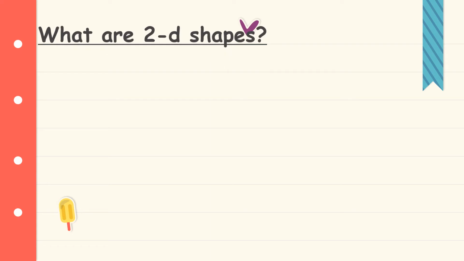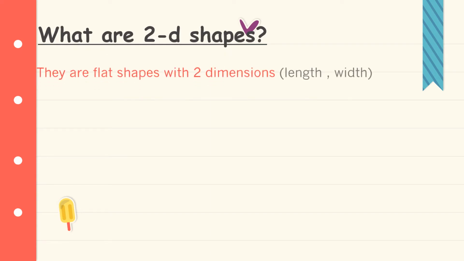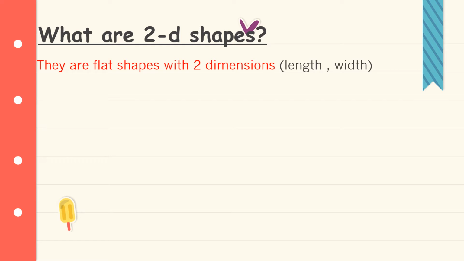What are 2D shapes? They are flat shapes with two dimensions, length and width. What is the meaning of flat? Flat means that if we put this 2D shape on a paper, we cannot see any volume. It will be the same as the paper. And D is for dimension.